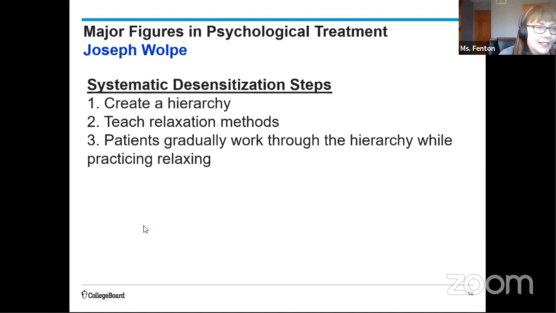So you would first have the client create a hierarchy of fear, right? So maybe the scariest thing on the hierarchy would be long distance flight. And maybe the beginning of the hierarchy might be just looking at a picture of a plane or driving past an airport. And they're going to create kind of progressively more stressful versions of this fear. Then they're going to teach the person relaxation methods, right? So very specific breathing and even thought methods, cognitive methods, to help you relax. And then the patients would gradually work through the hierarchy, starting at the easiest step, slowly working their way up to potentially being able to get on an airplane.